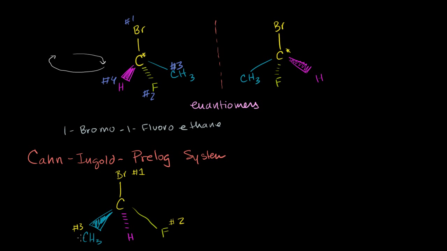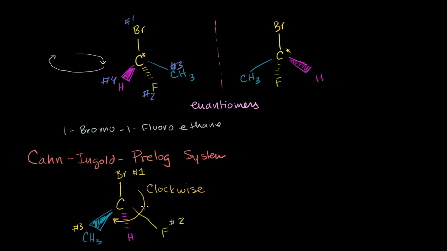And in the Cahn Ingold Prelog system, we literally just think about what it would take to go from number 1 to number 2 to number 3. In this case, we would go in the clockwise direction. We're just ignoring the hydrogen right now, that's sitting behind it. That was the first step, to orient it so the smallest atom is sitting in the back. And then for the 3 largest ones, you just say, what direction do we have to go from number 1 to number 2 to number 3? In this case, we had to go clockwise.